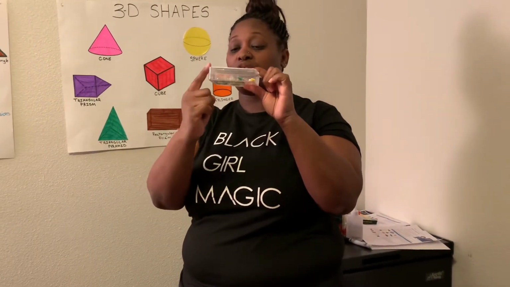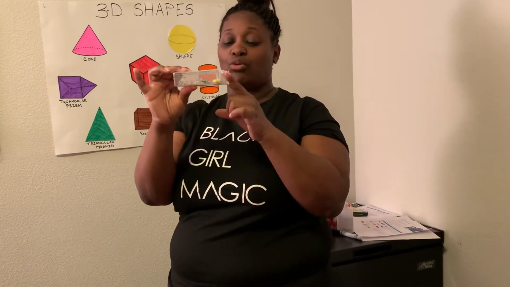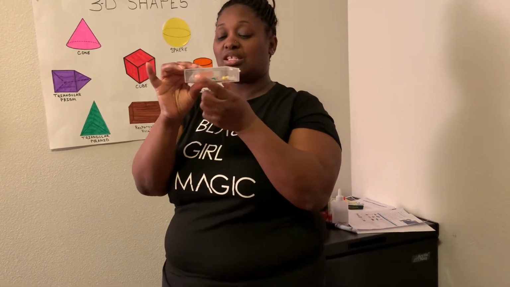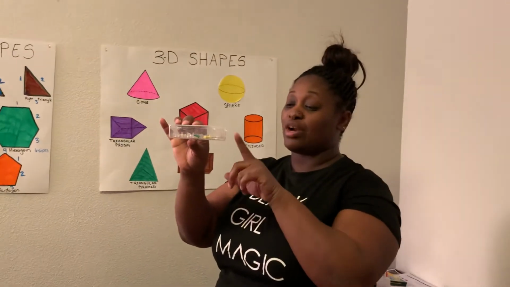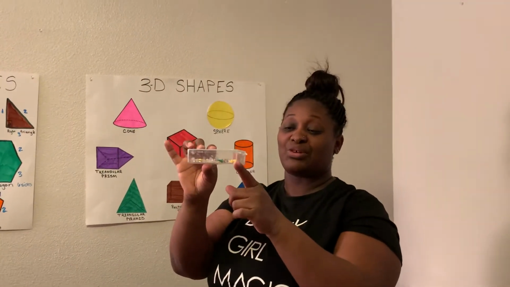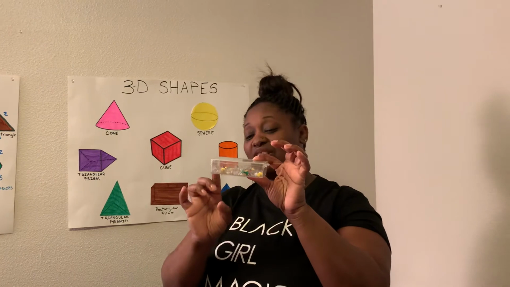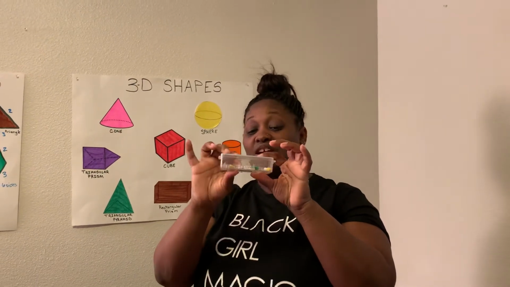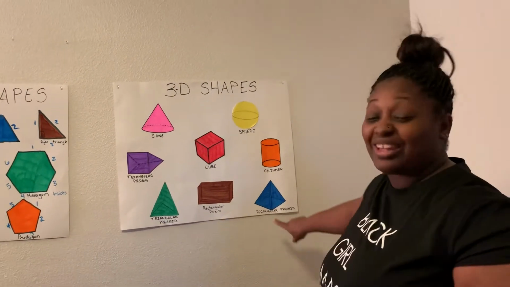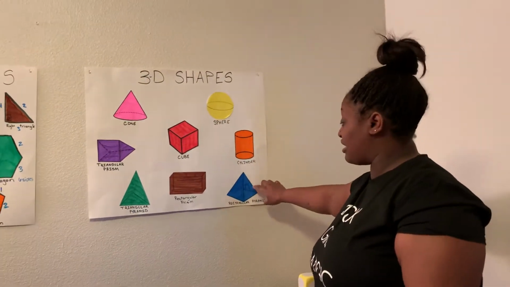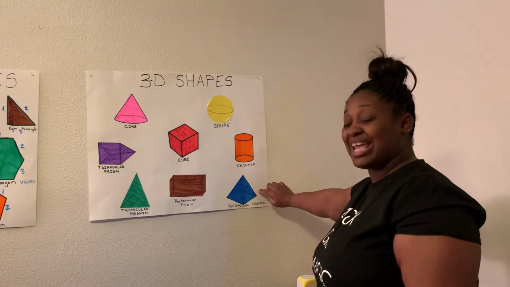Let's count the edges. 1, 2, 3, 4, 5, 6, 7, 8. 8 edges. And the points. 1, 2, 3, 4, 5, 6, 7, 8. Good. 8 points.